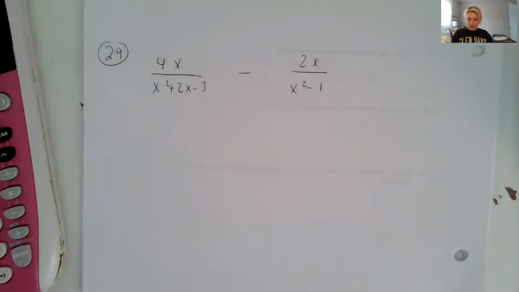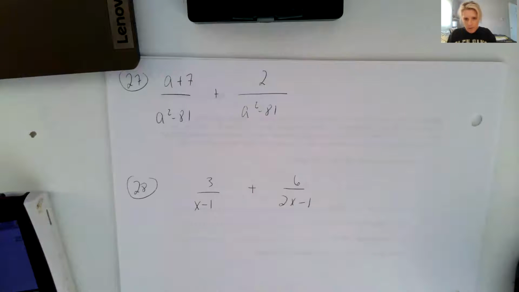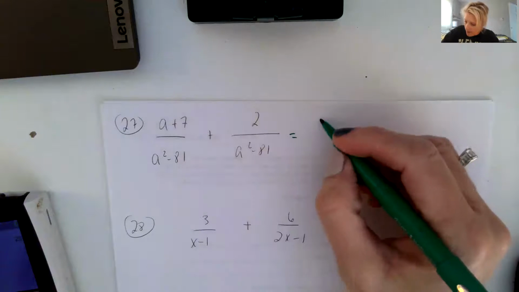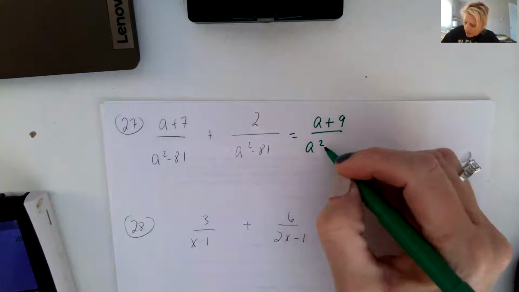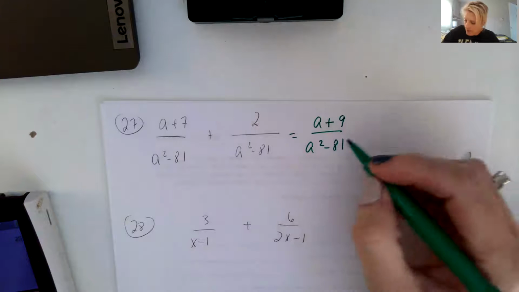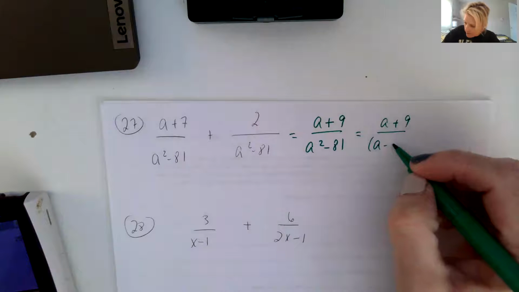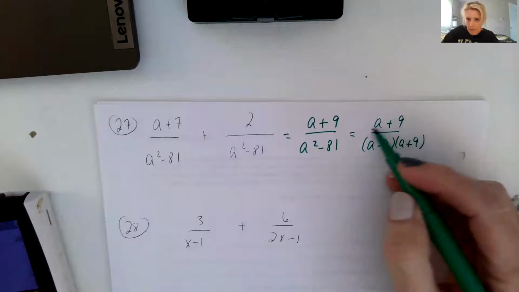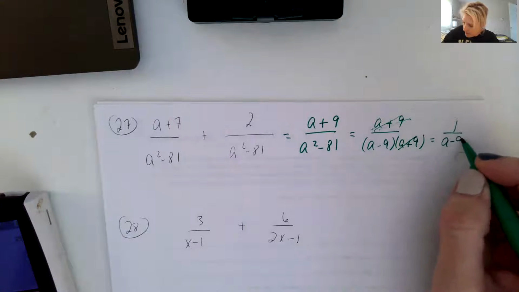Okay, so let's look at 27. It looks like we also have a common denominator of a squared minus 81. So we can add our numerators. A plus 7 plus 2 is 9 over a squared minus 81. And a squared minus 81 is a difference of squares. So a minus 9 and a plus 9. The a plus 9s cancel, and we're left with 1 over a minus 9.